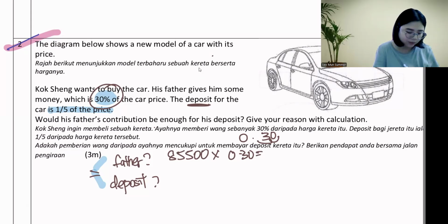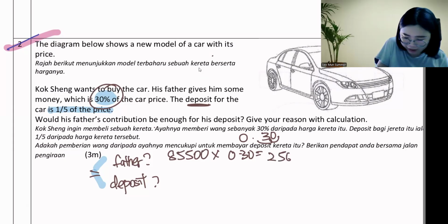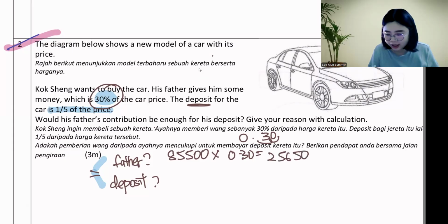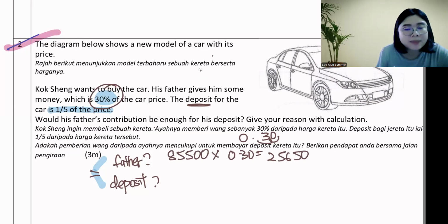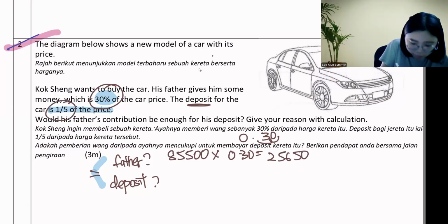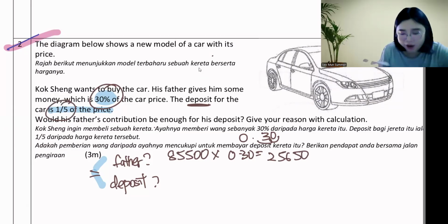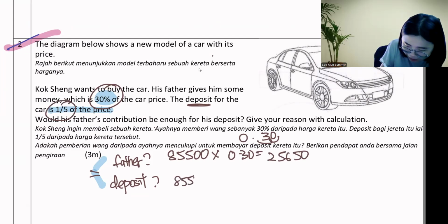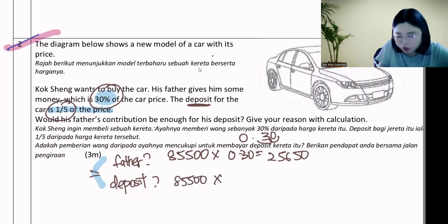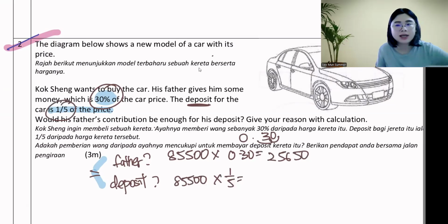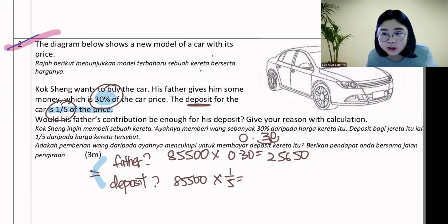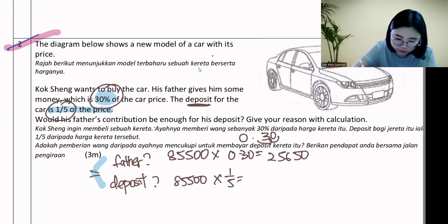How much does father give him? 25650. Okay, steady. And then next, how much is the deposit needed? So you say 1/5 of the price. What is the price? 8550 again. And then 1/5, straight away 1/5. It's okay. Follow. And then calculator. But teacher, why is it 8550? Because it's the car. The price of the car.